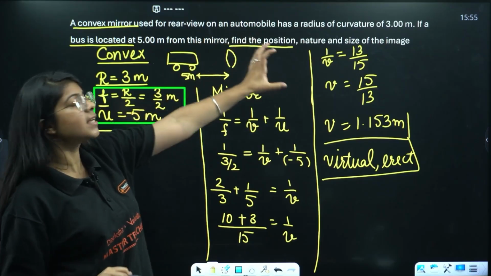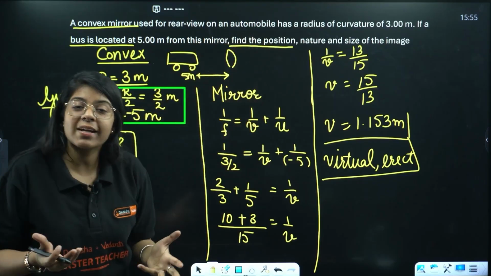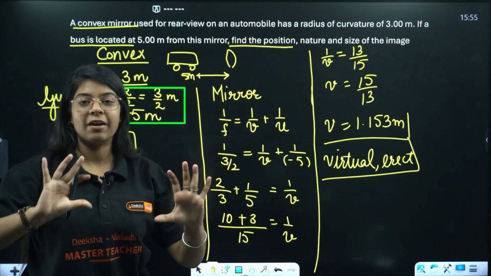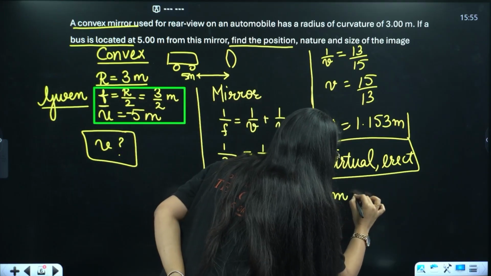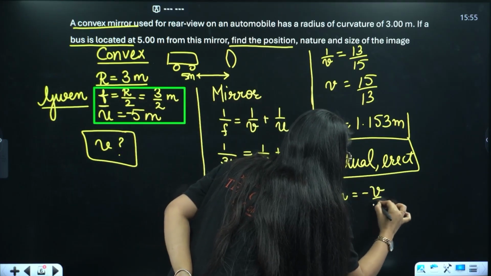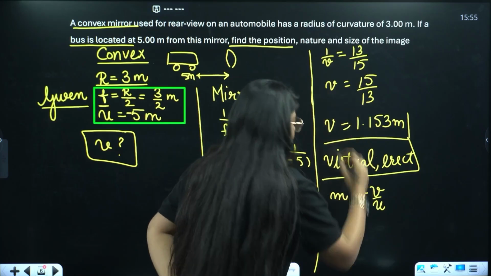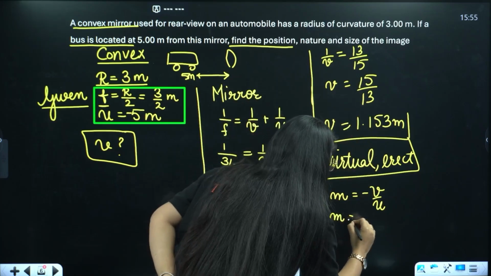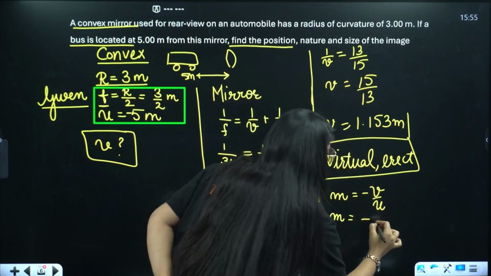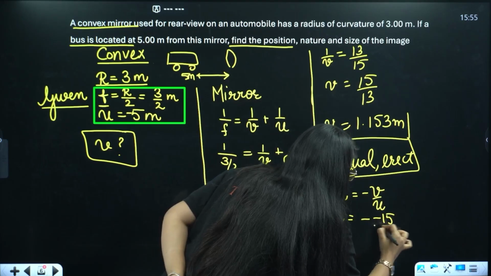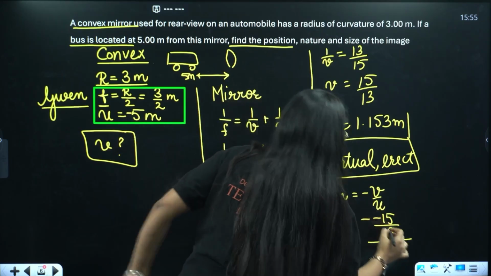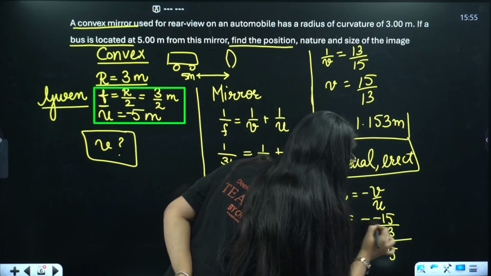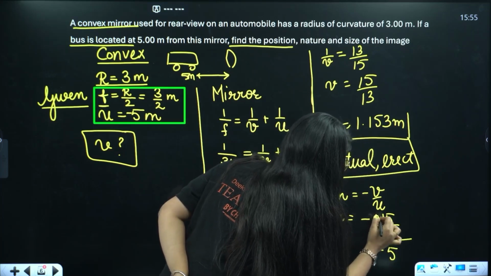Now they've asked us the size of the image. How will we find the size of the image? I have v, I have u, I can find the magnification, right? So magnification is minus v by u in case of mirrors, right? So magnification is, v is what? v is 15 by 13, right? And u is what? u is minus 5. Understood?